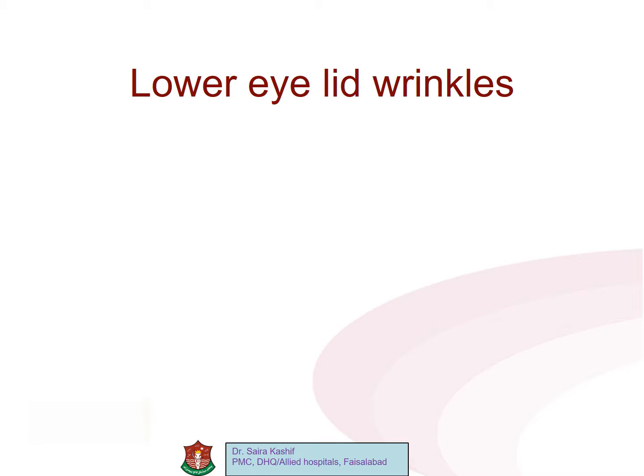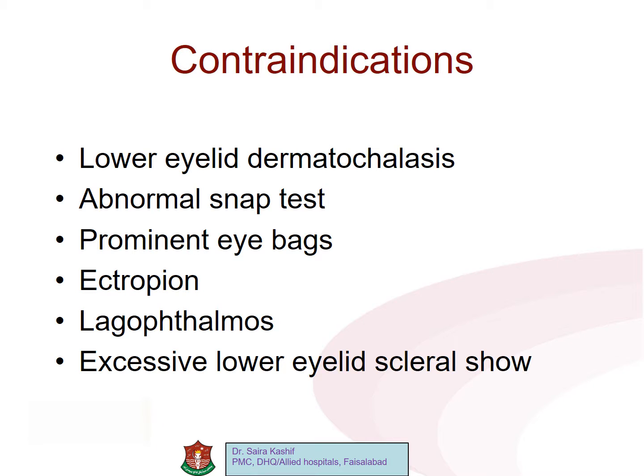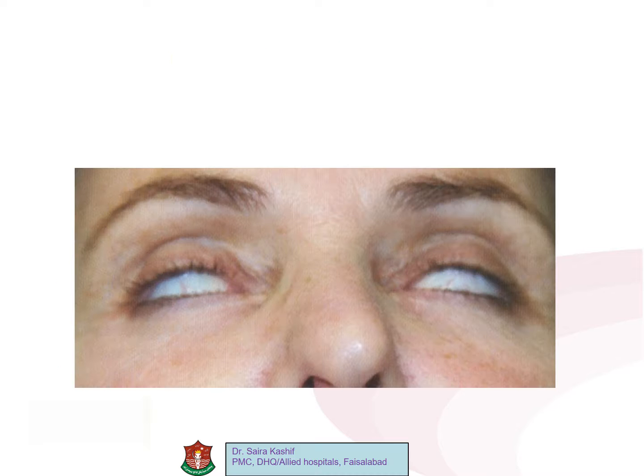Now, the lower eyelid wrinkle. There are some contraindications for this area. Make sure there is no lower eyelid dermatochalasis. If there is an abnormal snap test, don't inject this patient. Prominent eye bags can get worsened with this injection, so don't inject this patient. Ectropion, lagophthalmos, excessive lower eyelids.